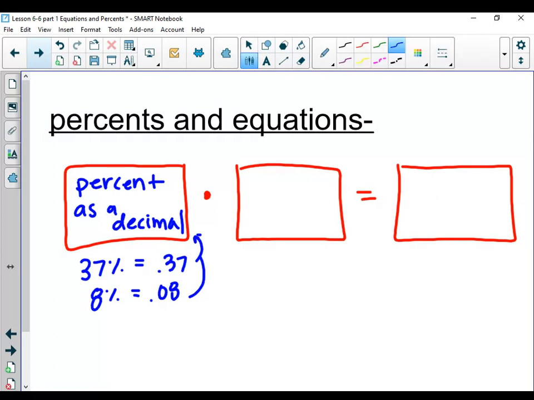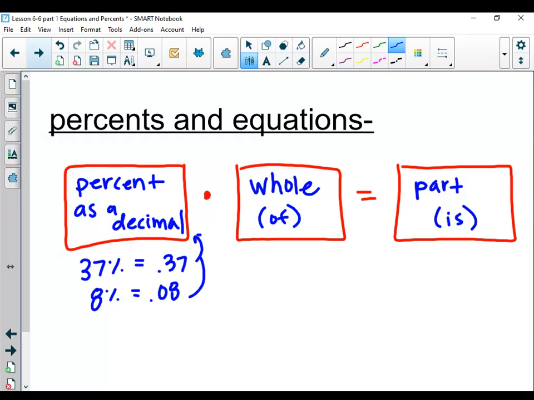Times the whole, and remember a keyword for whole is of, equals the part. Keyword for part is.